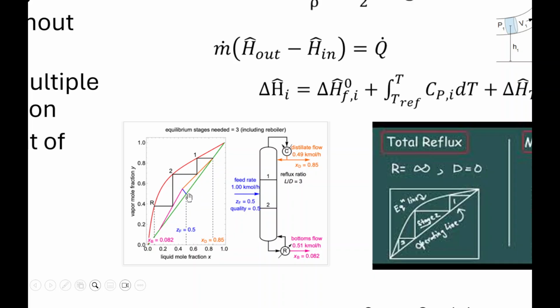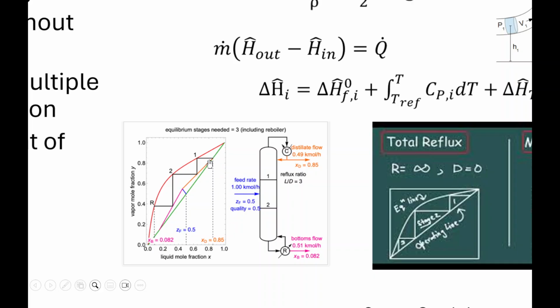So you first fix this Q line, or the feed line, based on whatever your feed is, whether it is saturated liquid, saturated vapor, partial liquid, or partial vapor. Based on that, the slope of this Q line is fixed. Then you have the equation for the distillate part. This is the line for the distillate part, and at the intersection of this, you take whatever the XD is.